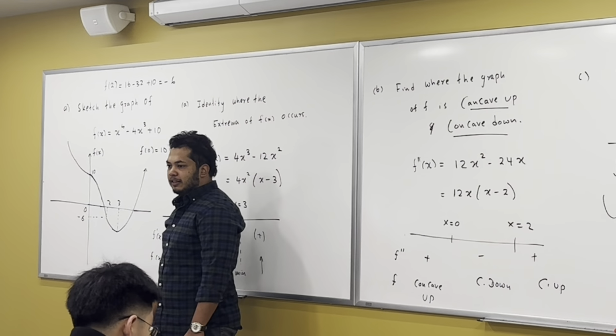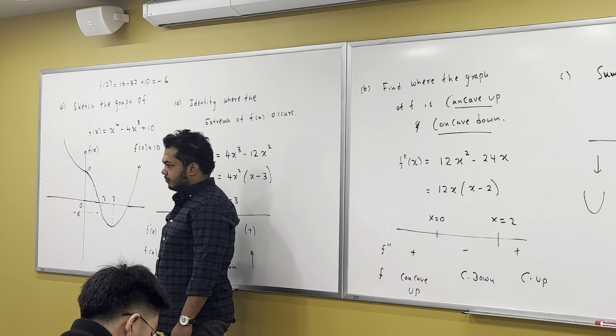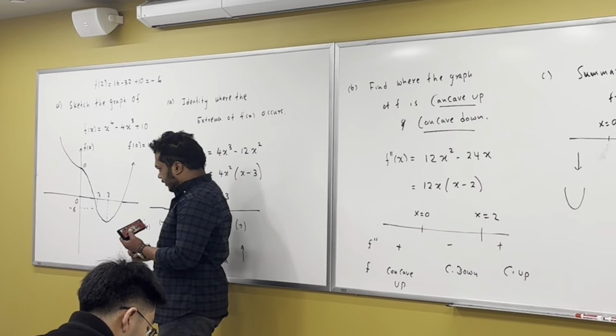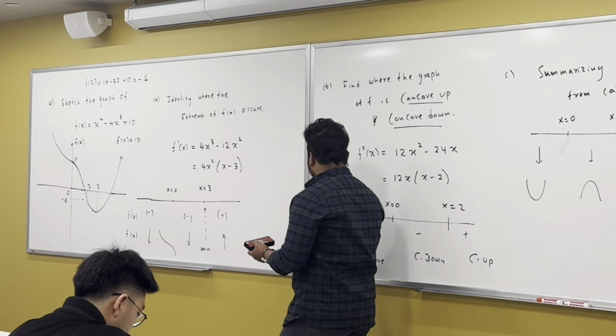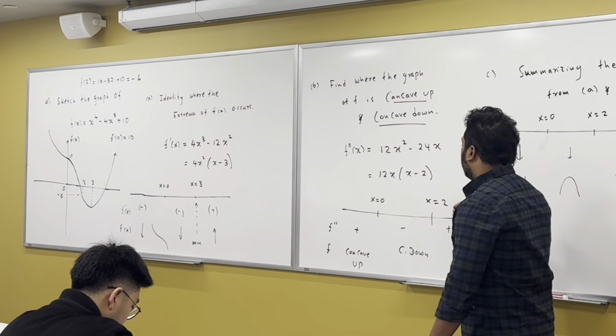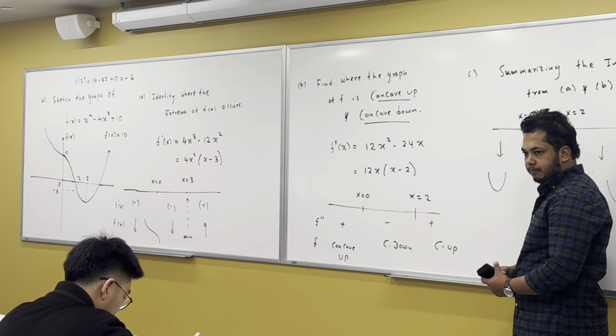Clear? Any other questions? First you take the first derivative, find out where the increasing and decreasing changes, and the second derivative tells you where the concavity changes. That's all.